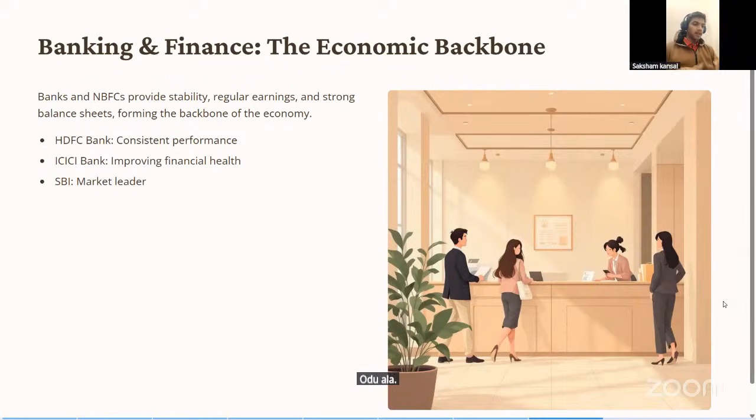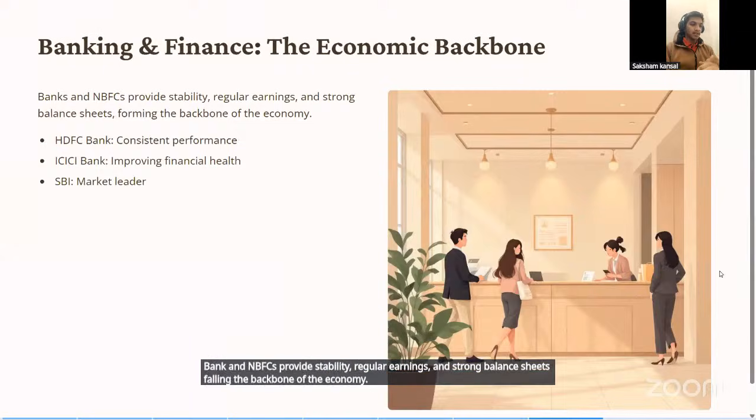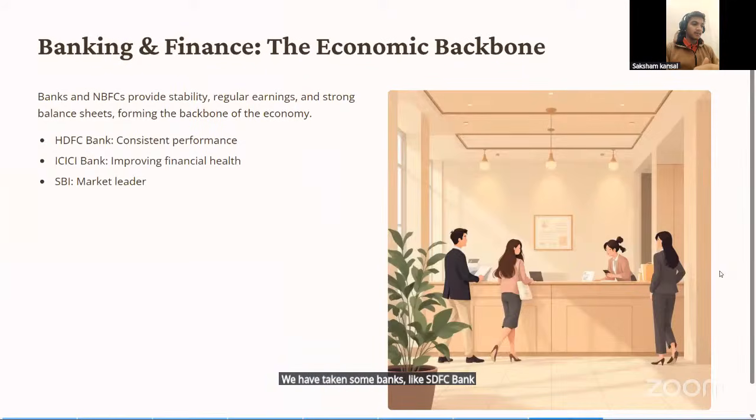Yes, banking and finance, which is also known as the economic backbone. Banks and NBFCs provide stability, regular earnings, and strong balance sheets, forming the backbone of the economy. We have taken some banks like HDFC Bank, ICICI Bank, and SBI Bank. Hand over to Adit.